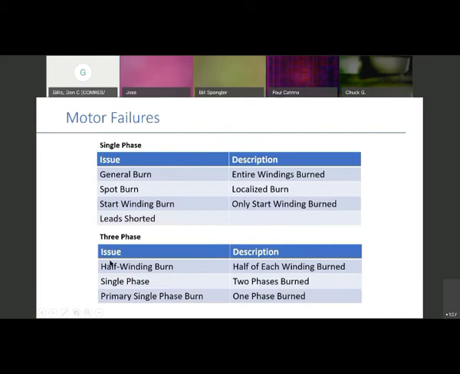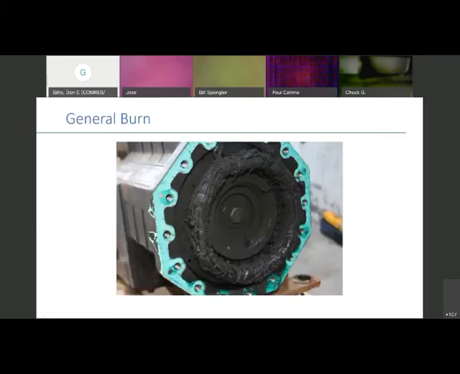Down in the three-phase area, the issue would be half winding burn. Half of each winding is burned. The single phase is a two-phase burn, and the primary single-phase burn is one-phase burn, okay? This is a general burn, and again, I can almost smell this through the screen, as much as I've been around these since I've been here. So many teardown classes, and I'm sure a couple of you are giggling about it, but as many teardowns as I see you all doing.